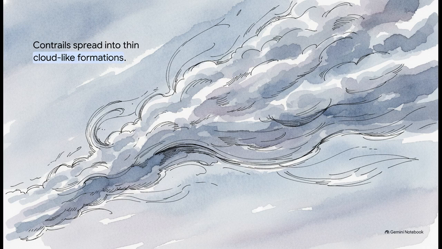Because they're lingering in this humid environment, high-altitude winds begin to catch these ice crystals. They pull them, stretch them, and push them all across the sky. The contrail literally starts spreading into thin, wispy, cloud-like formations. These are essentially artificial cirrus clouds. Depending on the specific humidity and temperature that day, a single plane can create a persistent contrail that spreads out to cover a massive portion of the sky, completely transforming the visual landscape above us for hours.